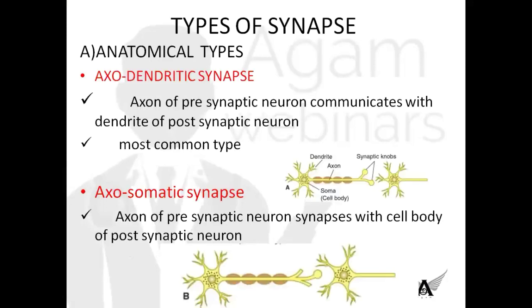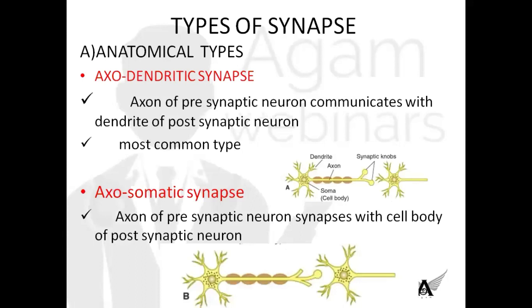Next, looking into the types of synapse, it is broadly classified into anatomical types and physiological types. Anatomical types are based on the structures involved in the synapse. First, it is axodendritic synapse. Here, the axon of the presynaptic neuron forms a synapse with the dendrite of the postsynaptic neuron, and it is the most common type. Next is axosomatic. Here, the axon of the presynaptic neuron synapses with the cell body of the postsynaptic neuron.